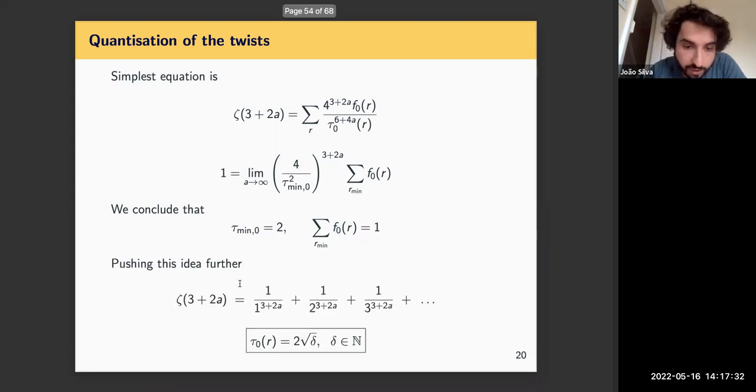And then we can push this idea further. The zeta function obeys this expansion. And so if we match it to the right-hand side, it must be that the twists are given by 2 square root of delta times lambda to the power of 1. Okay, any question about this?